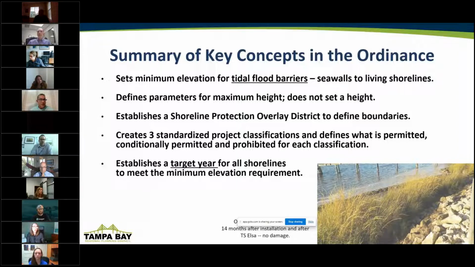So establishing the shoreline overlay district as a concept, and then working on the exact type of mapping of typology and the wave energies to understand at a staff level what could be done with these areas. And so Tom did a great analysis of Treasure Island and this one area of canals and what can be done on one side versus what could be done on the other side. And by understanding these things, you have better guidance. And so we created these classifications for the categories, and we established a target year for everything.